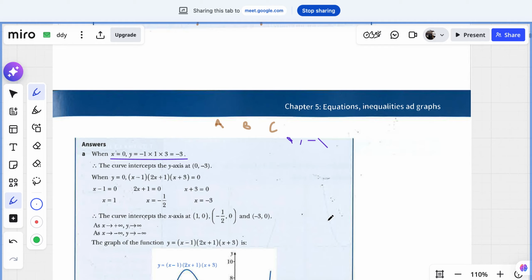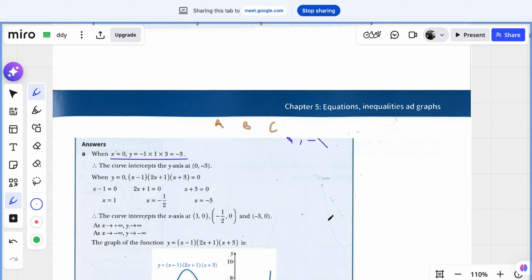We plot the second one. Negative half and 0 is where? Here. Negative half for x and 0 for y is here. The third one, 1 and 0, 1 for x and 0 for y is here. So you can see your sketch now, right? We already have a point here, a point here, a point here, a point here.